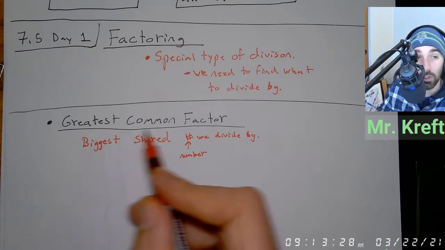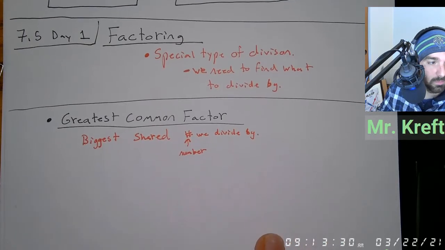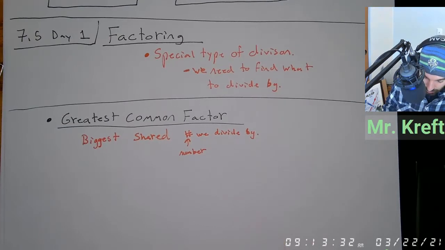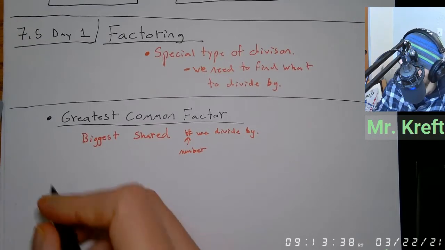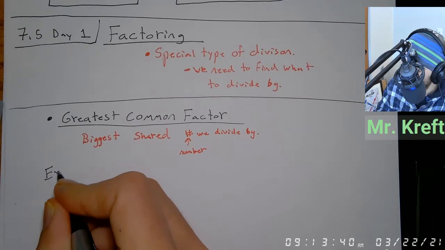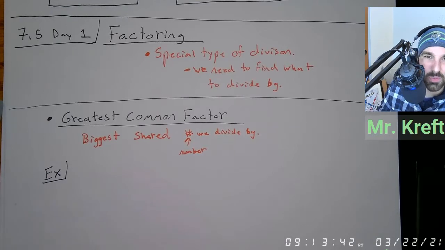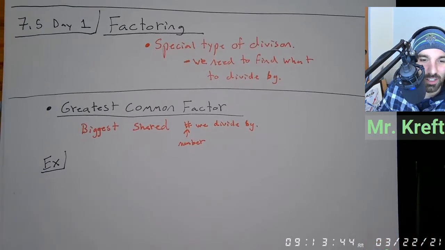So the greatest common factor is the biggest shared number we divide by. So that's what that means. Maybe just another way of thinking of what greatest common factor means. We're going to work on this today, guys. Let's do a bunch of examples, because I feel like just writing down definitions isn't going to strike a chord with you guys.